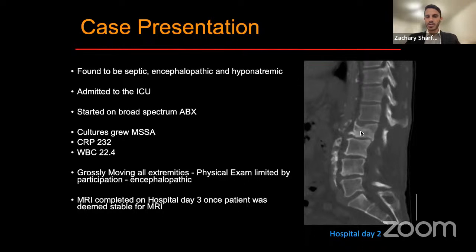He was grossly moving all his extremities, but his physical exam was limited by participation as he was encephalopathic. And he was deemed too unstable on his first day of admission to go to the MRI scanner to work this up. He was deemed too unstable to go to the operating room as well. On the CT scan on the right, you can see that he had previously undergone decompression surgeries in the lumbar spine, but his overall global alignment is somewhat preserved, and there are the laminectomy defects as seen on the right.